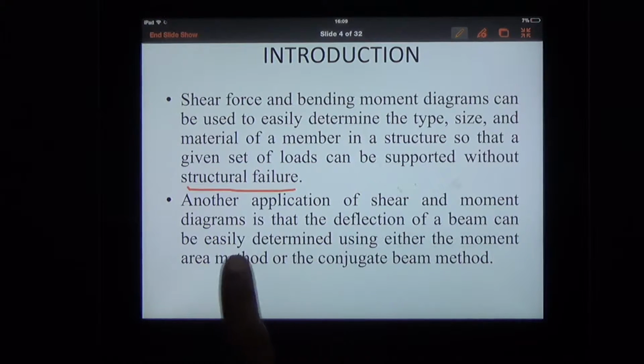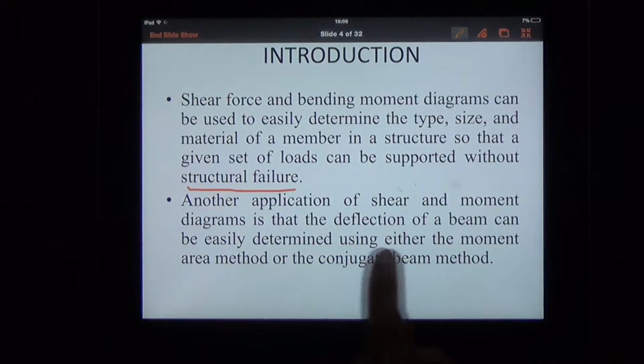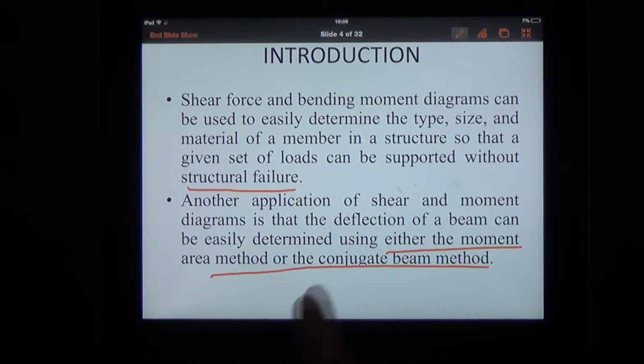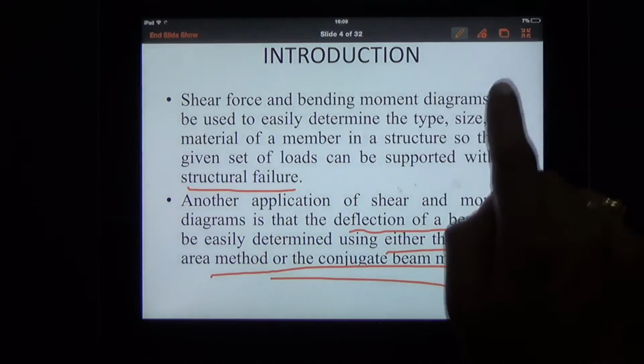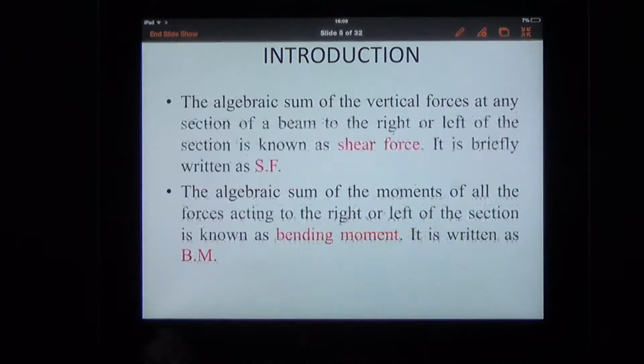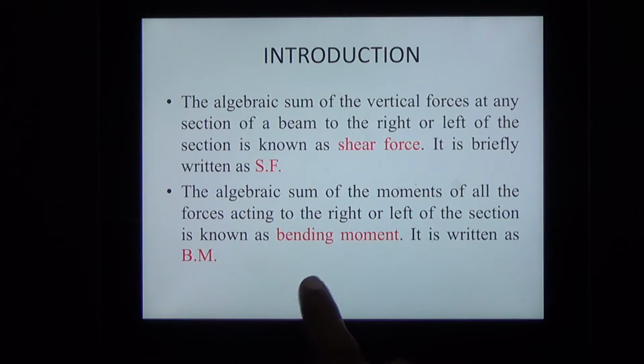Another application of shear force and bending moment diagrams is that deflection of a beam can be easily determined using either the moment area method or the conjugate beam method, which you will study in Unit 6, that is deflection of beams. These two methods are very important to find the deflection of a beam. Next. A very important question as per the syllabus is: define shear force (SF) and bending moment.